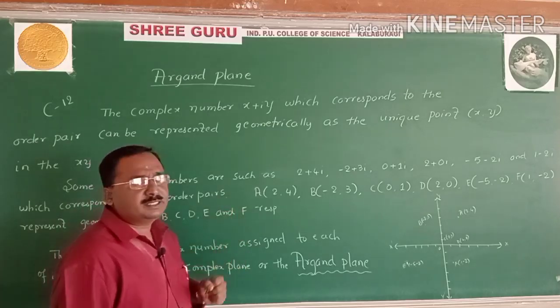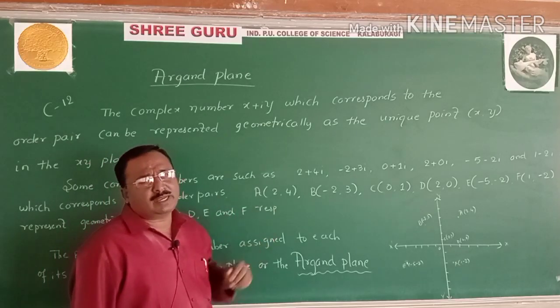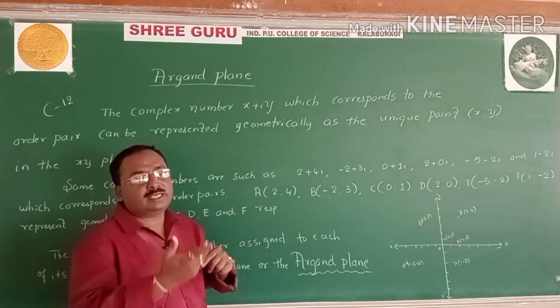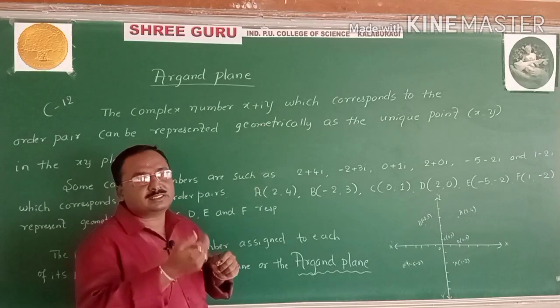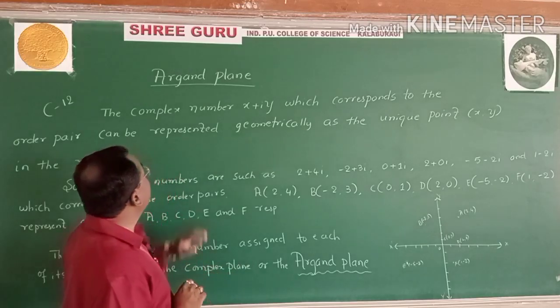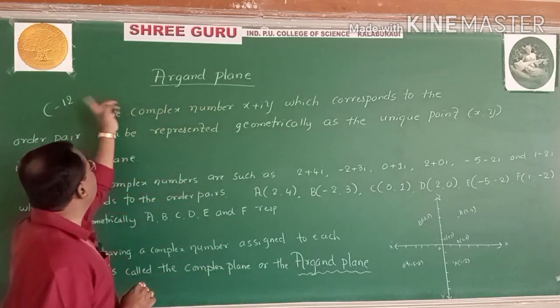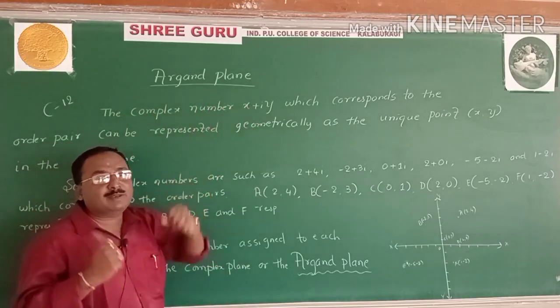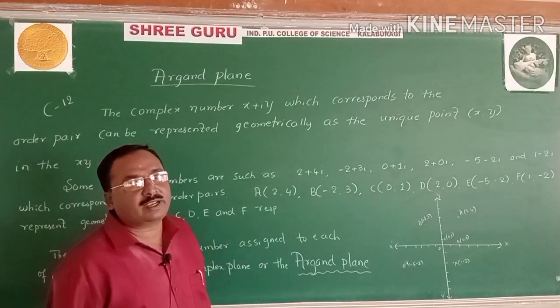And here one concept is there. Keep in your mind, x is what, y is what, x is in which point, y is in which point. X is a real part, y is an imaginary part. This is the class 12 Argand plane. Argand plane means what? What is the definition of Argand plane?